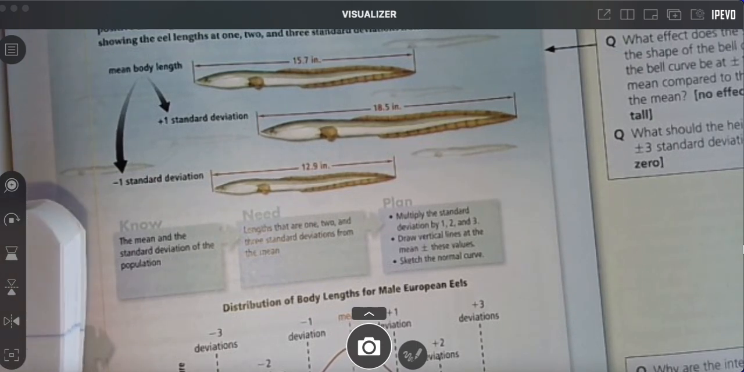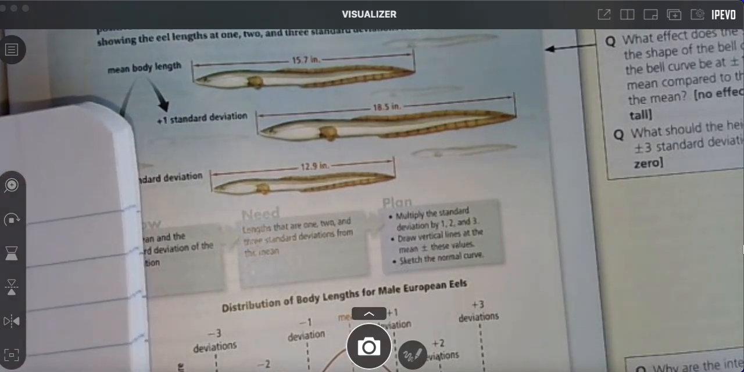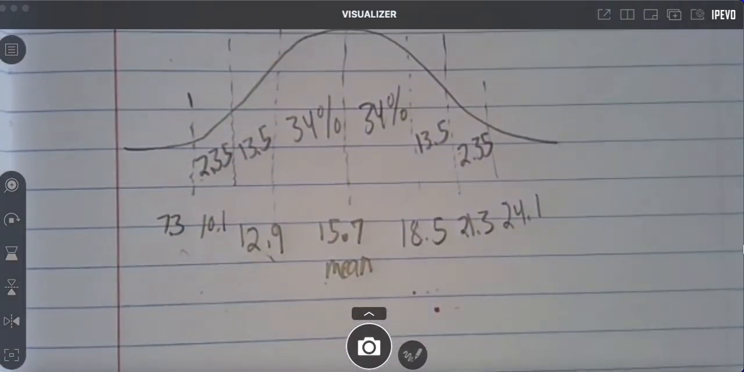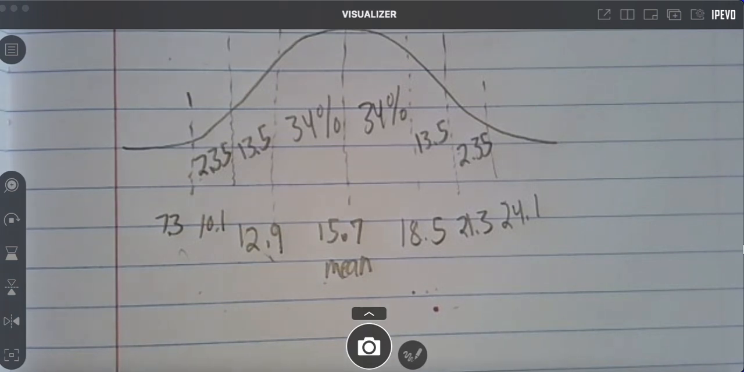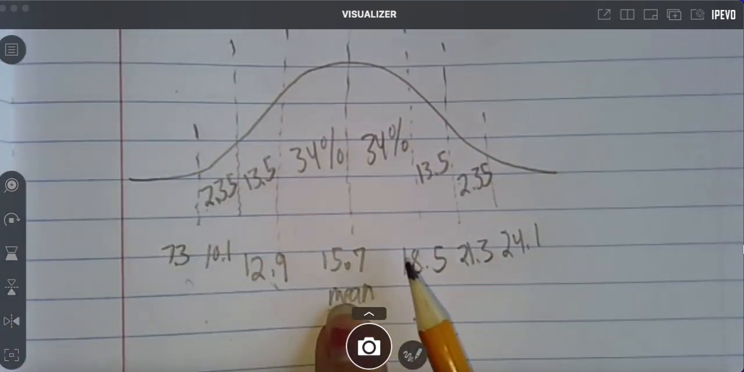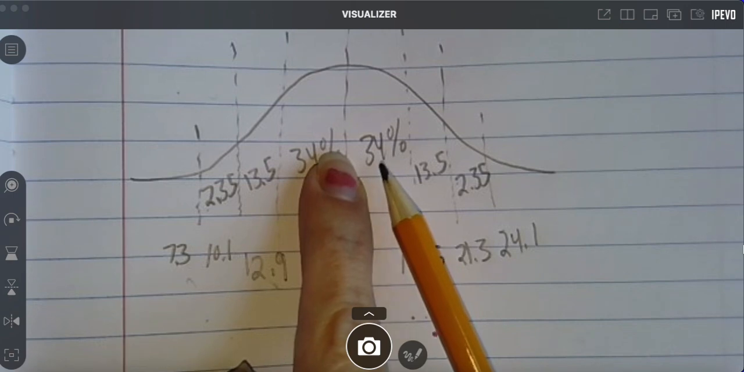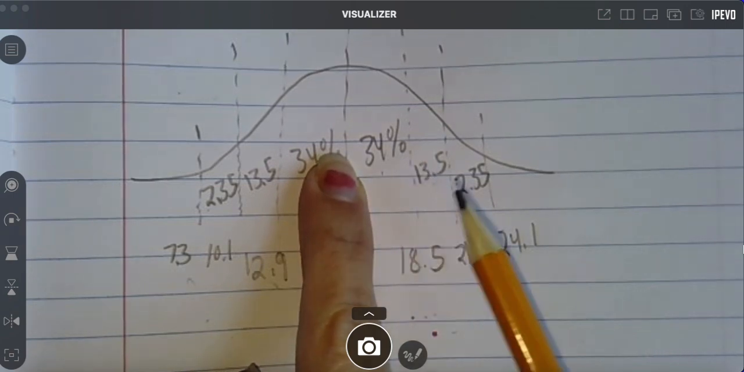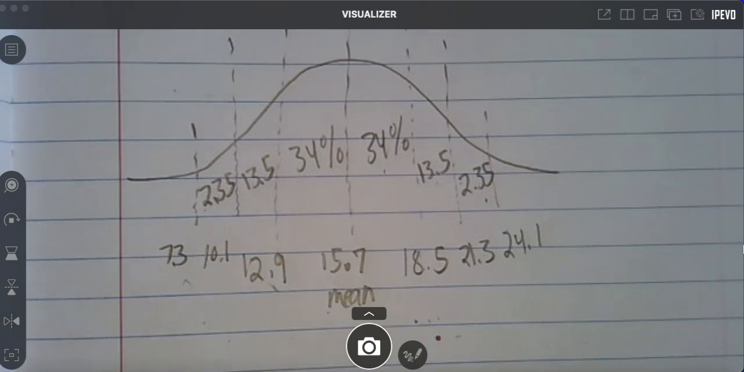Just sketch a normal curve. But they might just ask, how many of the fish are above 15.7 in length? And what would you do with those three percentages? Add them together, and that's how many of the fish are above that length. Does that make sense? So they may ask you a question using this. So if I was asking how many fish are above 15.7, you're going to say 34 plus 13.5 plus 2.35, and that's your answer. Okay? Does that make sense?